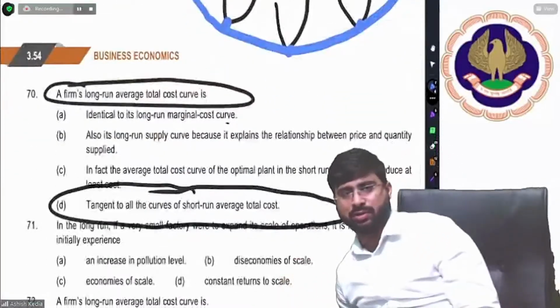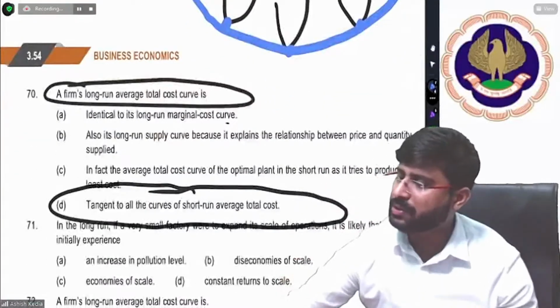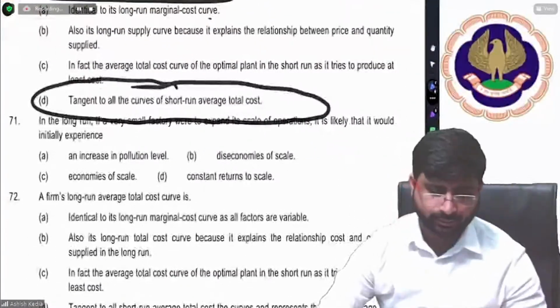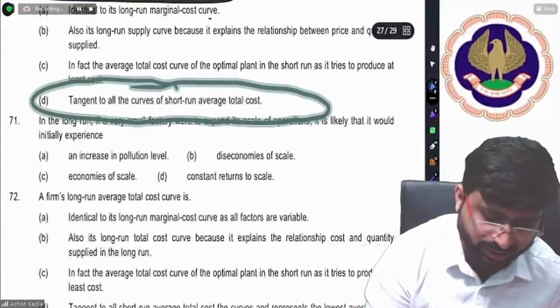So it is tangent, is what we are basically dealing with. Now moving on. Let's see the next one.